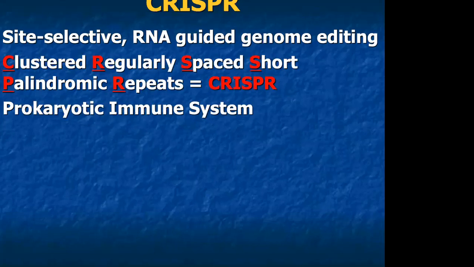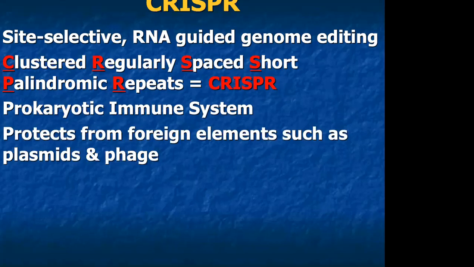It's a prokaryotic immune system. If you'd asked anybody 15 years ago about a prokaryotic immune system, the best they could come up with was probably restriction enzymes. But now we know that there is another system which protects from foreign elements such as plasmids and bacteriophage, or bacterial viruses. Not only that, it's an acquired immunity. No one ever thought that there would be an acquired immunity in bacteria. It was a real shock, but it turns out to be an extremely valuable tool.